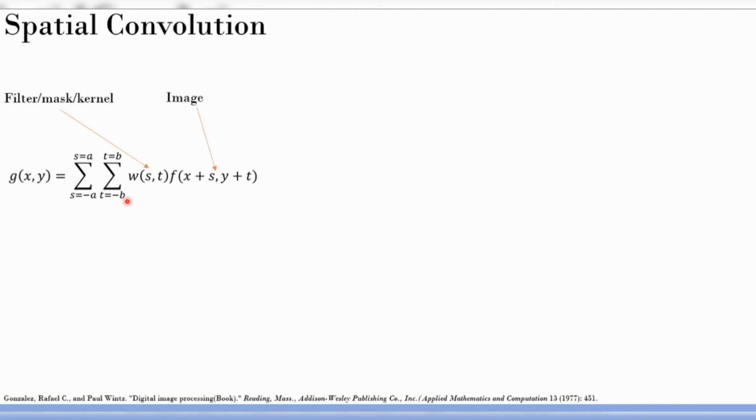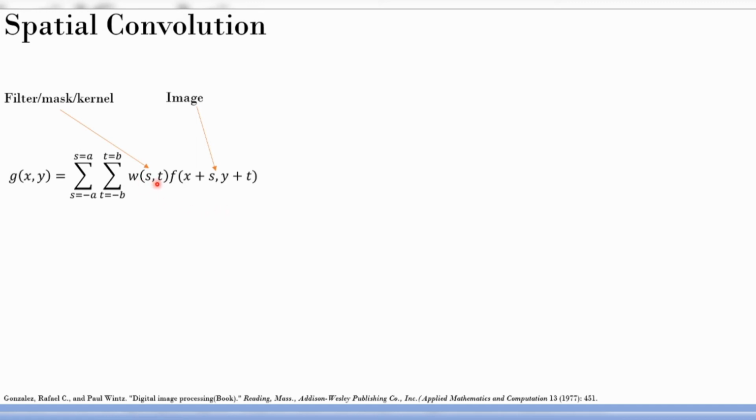You can see there are different aspects to it. We have W, which is considered as the filter or the mask or the kernel, whatever name you want to call it. And you have an image which is represented by F. So F is the input image, G is the output image, W is the kernel. Let's call it kernel throughout. It's very interesting: you are multiplying the kernel with the image, and S, T is a pixel, and XY is also a pixel.